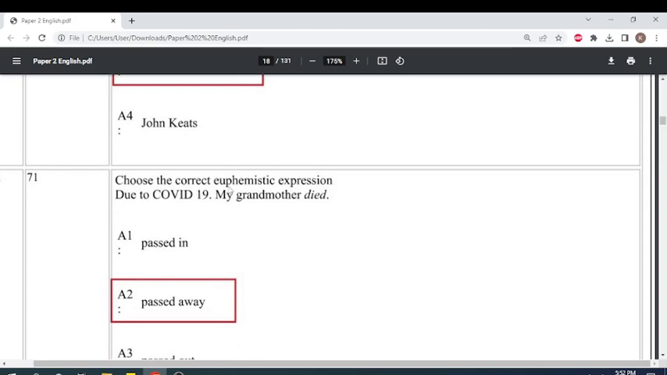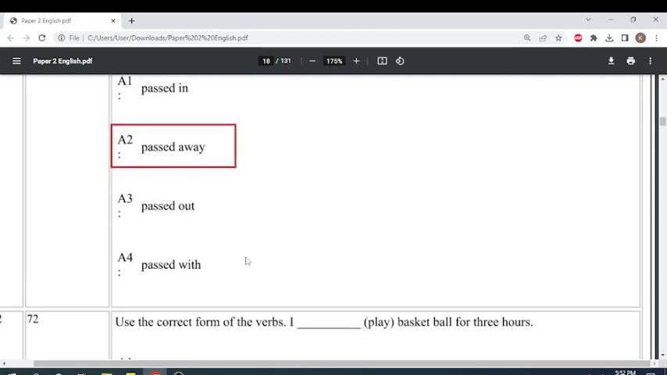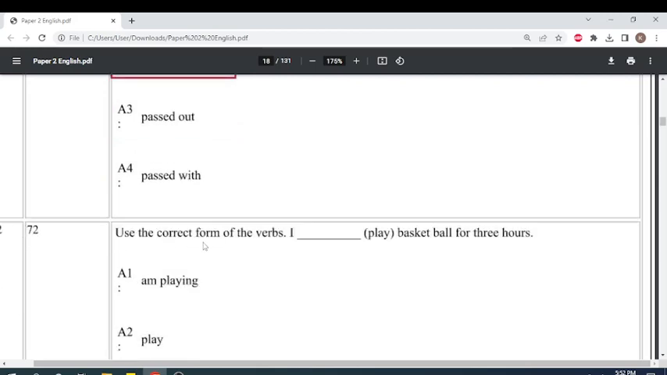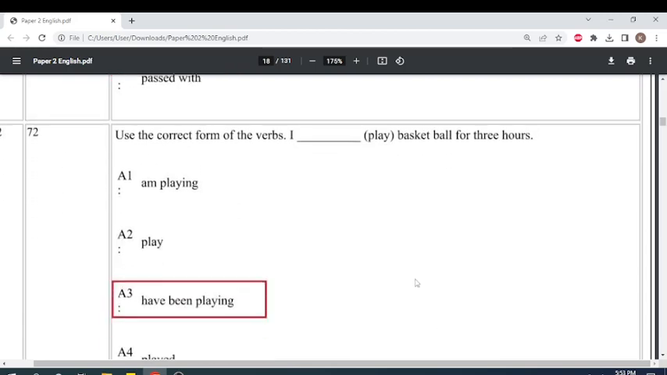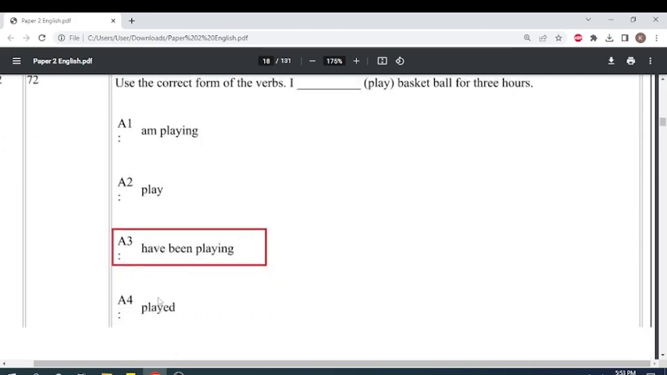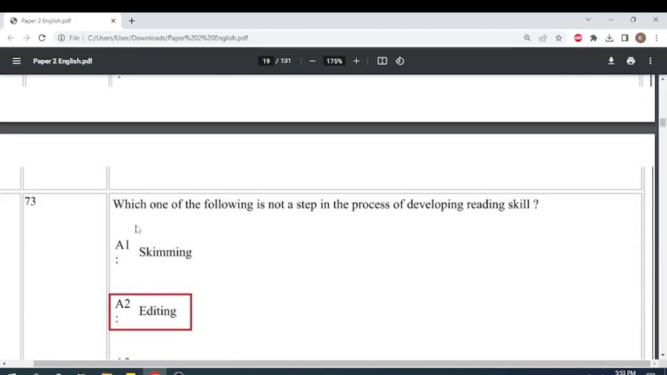71. Choose the correct euphemistic expression. Due to COVID-19, my grandmother died. Answer A2, passed away. 72. Use the correct form of the verb. I dash basketball for 3 hours. Have been playing. 73. Which one of the following is not a step in the process of developing reading skills? Answer A2, editing.